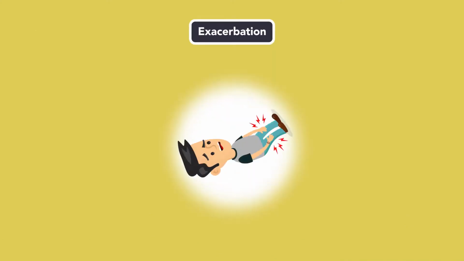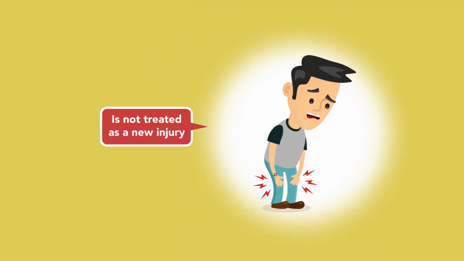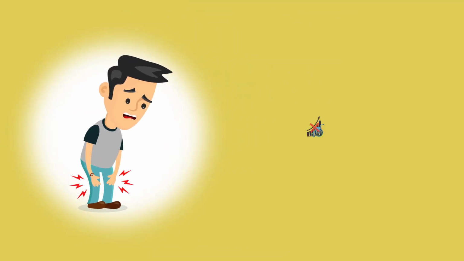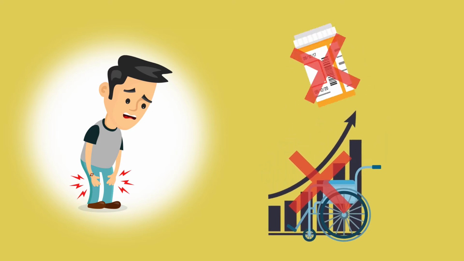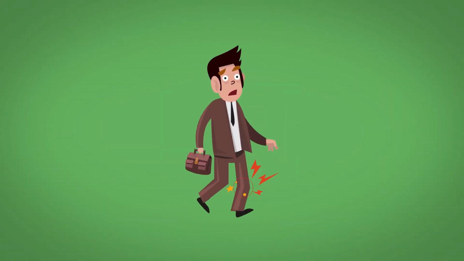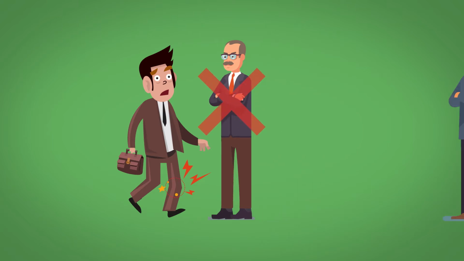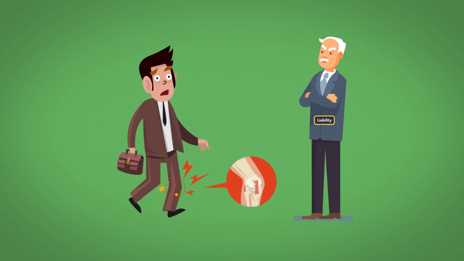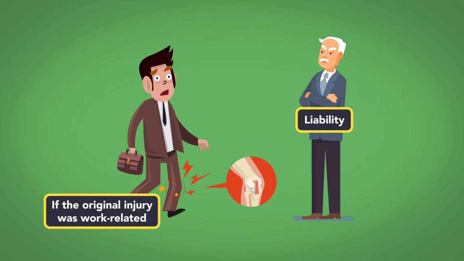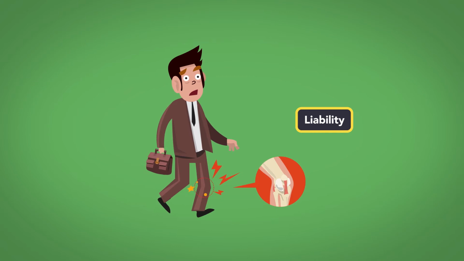A mere exacerbation, flare-up, or recurrence of a pre-existing condition, however, is not treated as a new injury and does not cause increased disability, the need for new medical treatment, or a change in the anticipated course of treatment. When there is only an exacerbation, the employer at the time of the exacerbation will not be liable. Instead, the employer at the time of the original injury may be liable for a change in condition if the original injury was work-related. Alternatively, if the original injury was not work-related, liability will fall upon the worker.